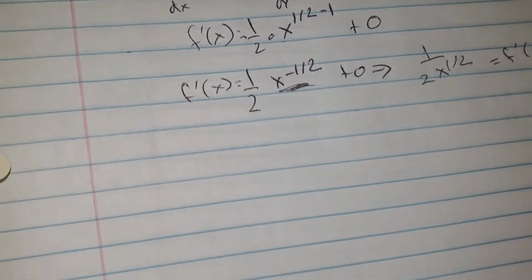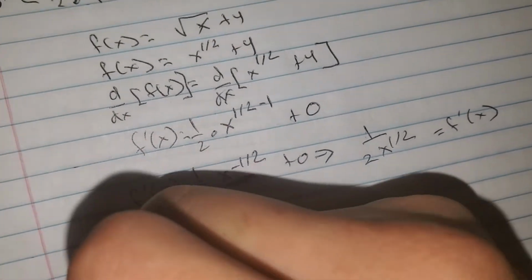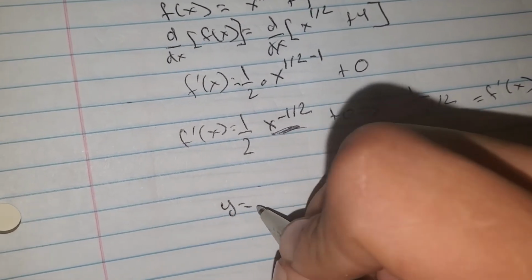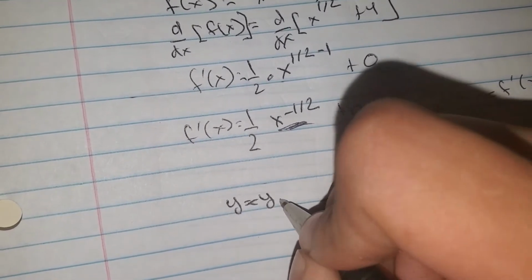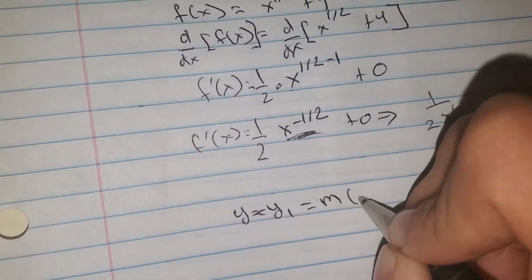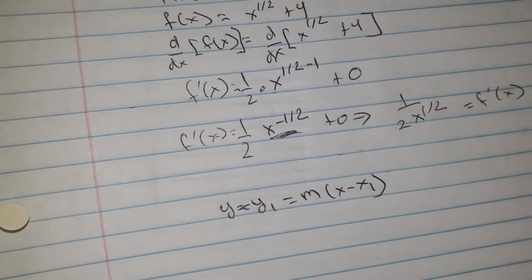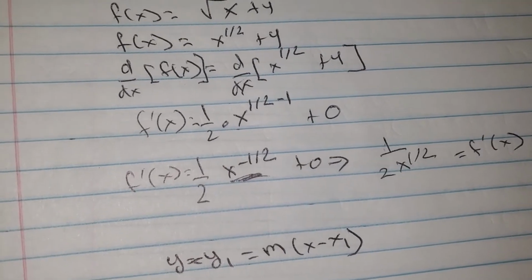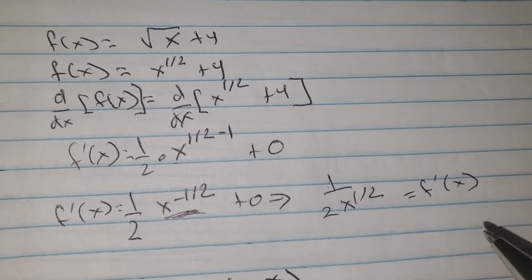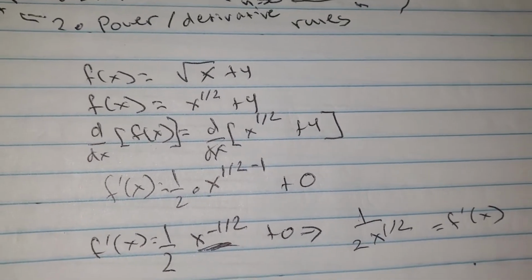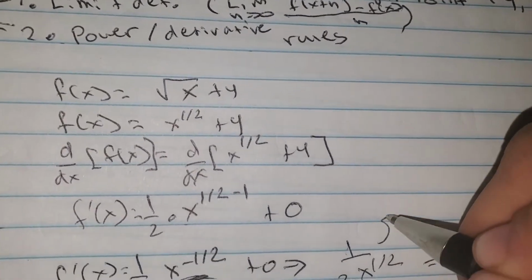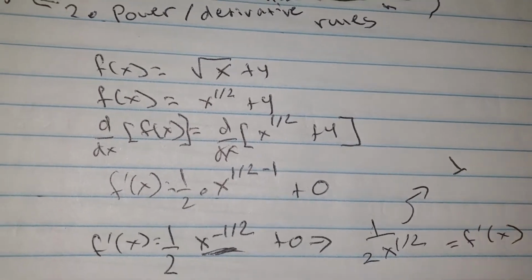All right. To write an equation of a line, we need to use this form: y minus y1 is equal to m times x minus x1. We have the point, but we don't have the slope. And the easiest way to find the slope is to take the derivative here, plug in the x value of the point into all the x's, and we find our slope.